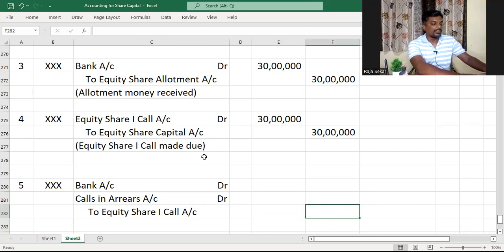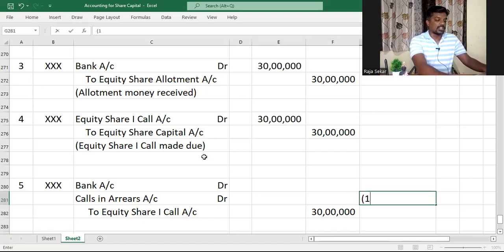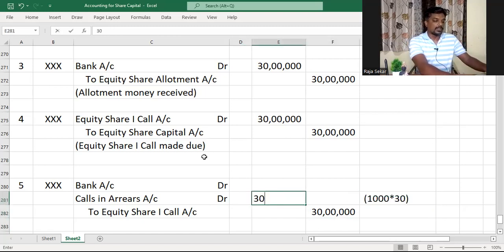Now the journal entry, we know that equity share first call will be credited for 30 lakh rupees. And then we'll find out the total amount of calls in arrears. We know that Harini did not pay the first call. Am I right, my dear children? And Harini was holding 1,000 shares. On each share, she was supposed to pay 30 rupees because 30 rupees is the amount due on first call and that she did not pay. So what is the total amount of money that Harini was supposed to pay but she did not pay? That is 1,000 shares into 30 rupees, and that is 30,000 rupees.